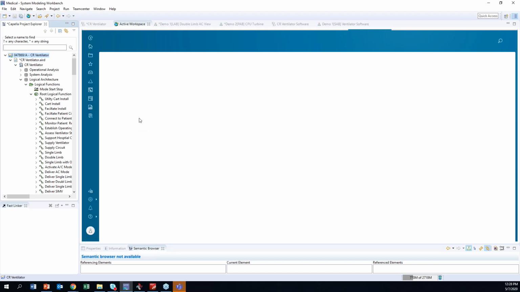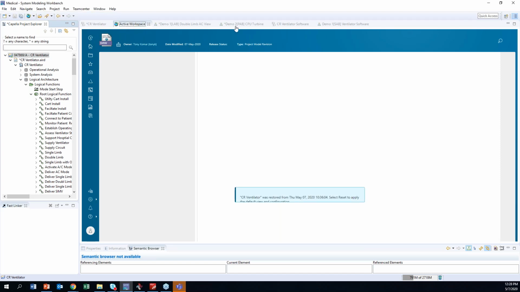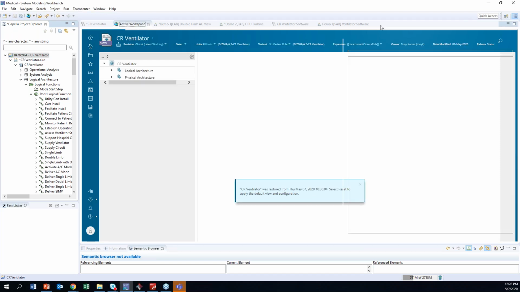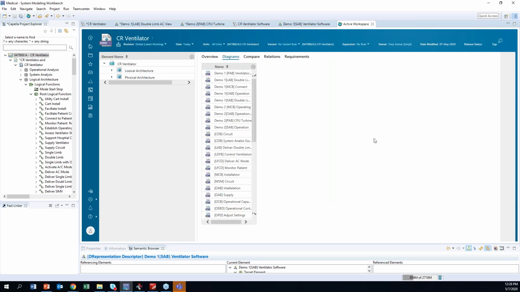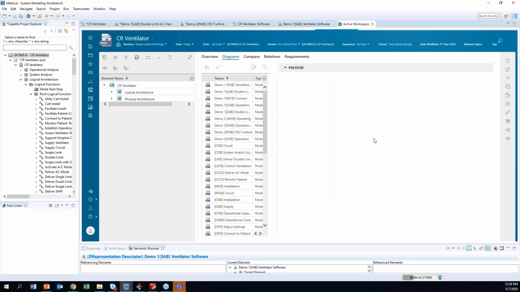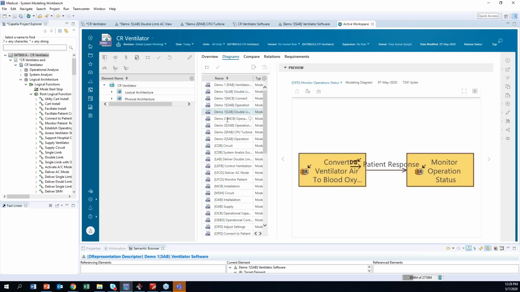The other option is that the information in the model can also be saved to Teamcenter, and then it can be used and navigated through and looked at inside of Teamcenter. So in this case, I just logged in to it. It opened up a window, an active workspace inside the modeling tool. And inside of here, I have essentially all the diagrams that we were looking at earlier.